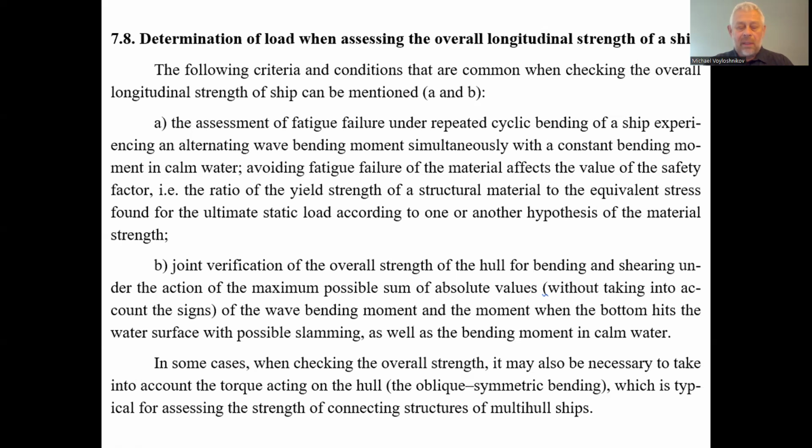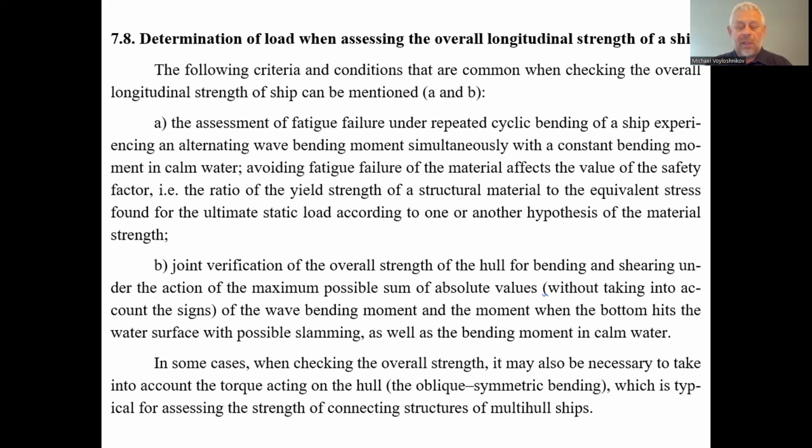Another one, B: the joint verification of the overall strength of the hull for bending and shearing under the action of the maximum possible sum of absolute values, without taking into account the signs, of the wave bending moment and the moment when the bottom hits the water surface with possible slamming, as well as the bending moment in calm water. This is the second used criterion of the ship's hull strength.